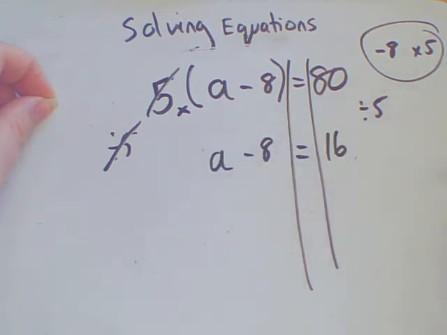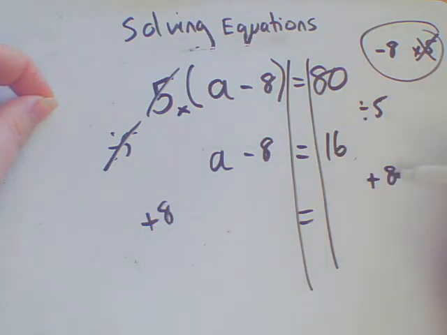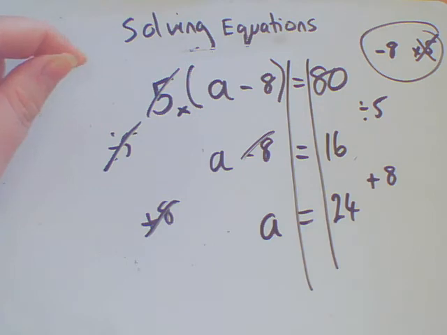I'm now going to undo the subtract 8. I'm going to add 8 onto both sides. On this side, 16 plus 8 is 24. On this side, they cancel out, so a is equal to 24.